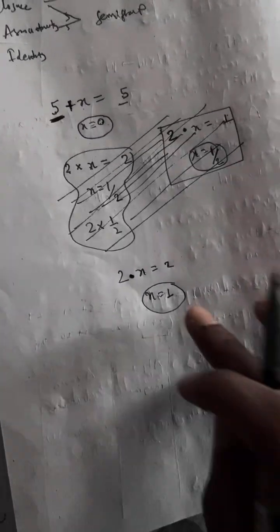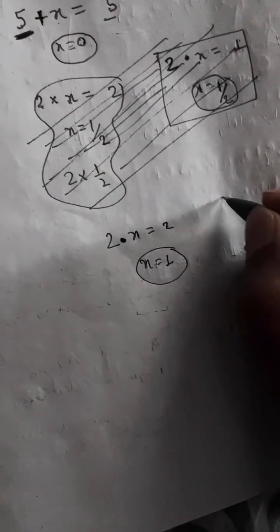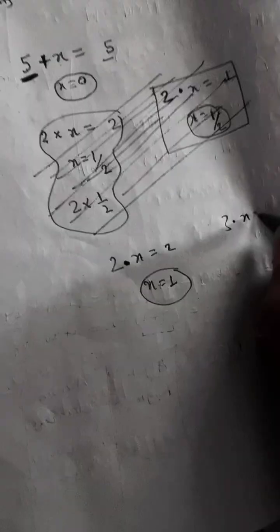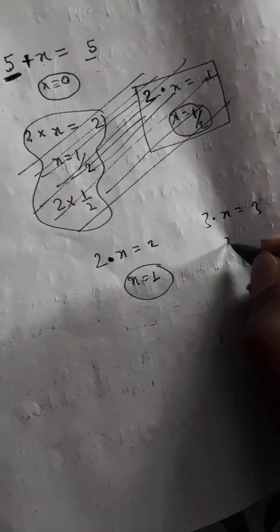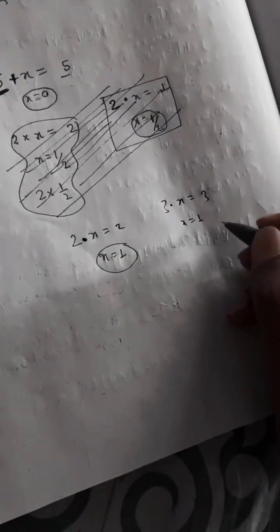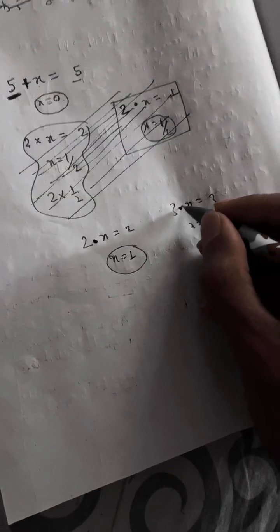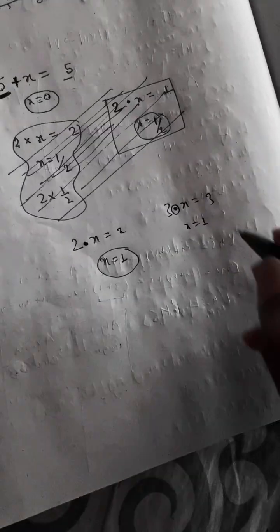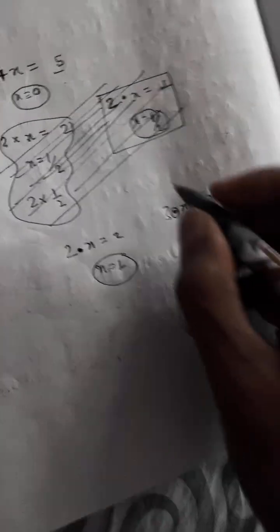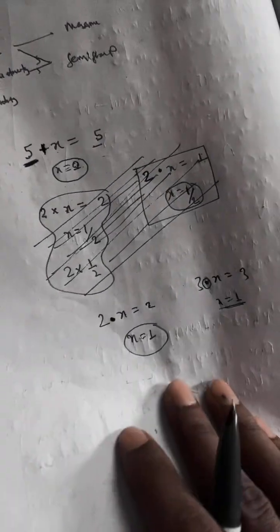Okay, so we got identity. For example, another identity: what is the identity of 3? Well, 3 into x is 3, so x must be 1. So we have to remember that with respect to multiplication, the identity is always 1. With respect to addition, the identity is always 0.